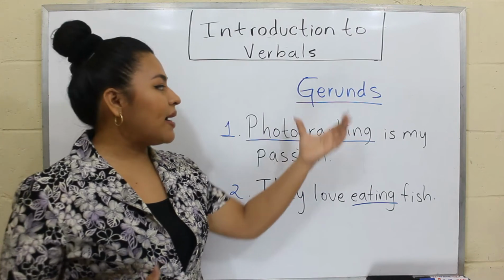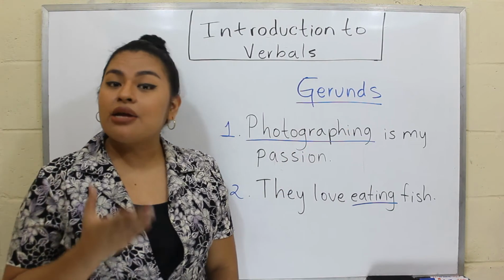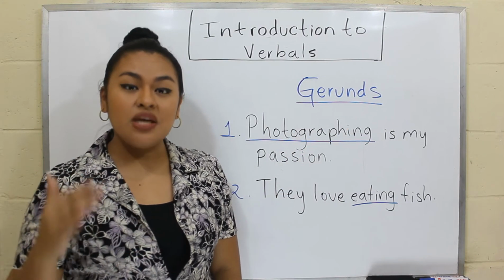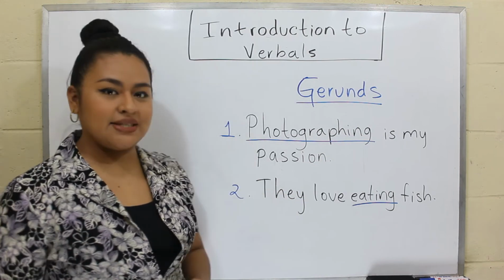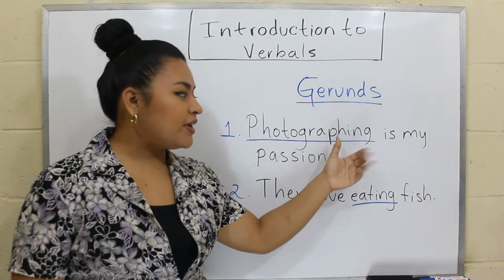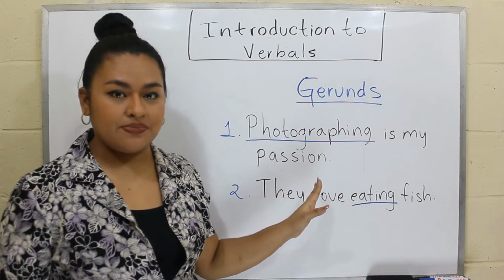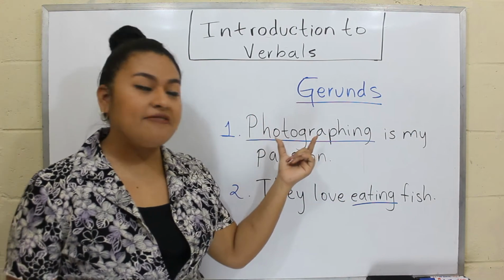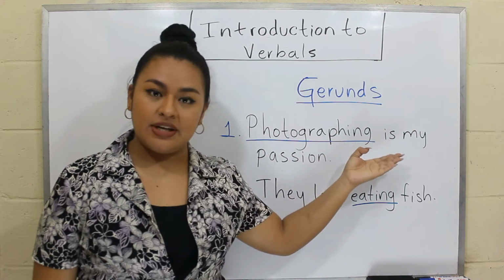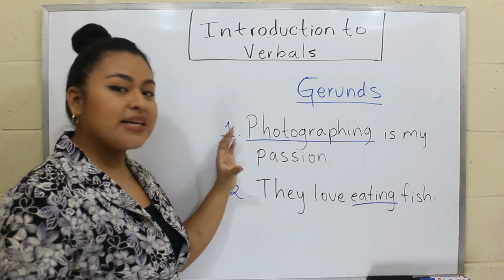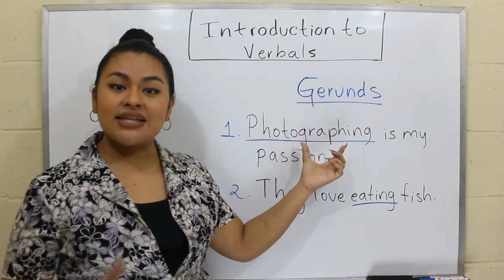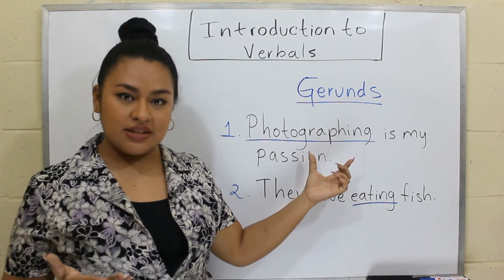Now, let's talk about gerunds. Gerunds are nouns, and they typically end in ing. Let's see the first sentence. Photographing is my passion. In here, we have the gerund photographing. You can see that it ends with ing. And in this case, this gerund is acting as the subject of the sentence.